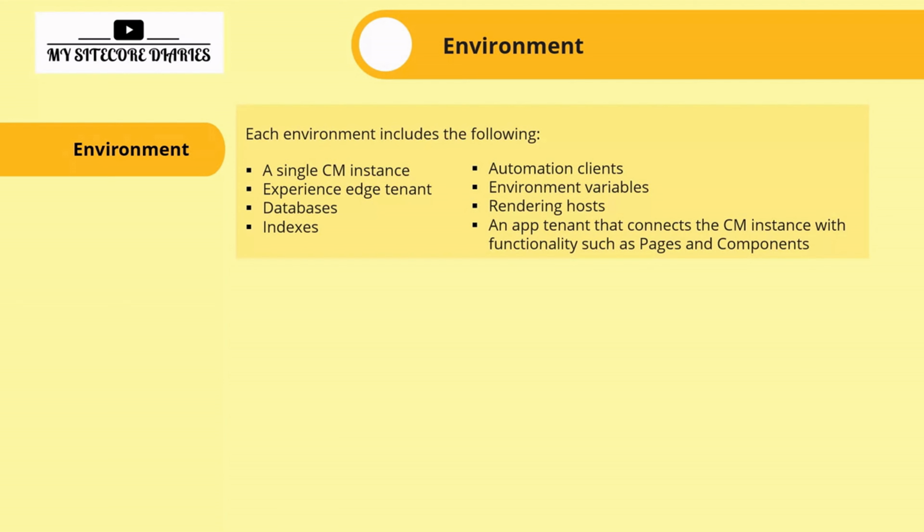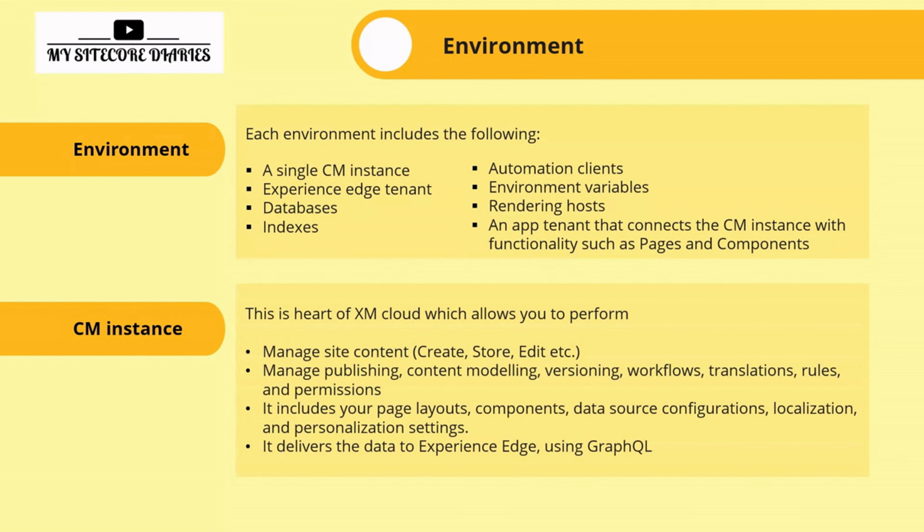So every environment will have its own single CM instance. Then it will have an Experience Edge tenant, databases, indexes, automation client, environment variables, and then the hosting. For hosting, you will have a rendering host and the app. So when you talk about a CM instance, it is the heart of XM Cloud. It's basically a Sitecore CM instance.